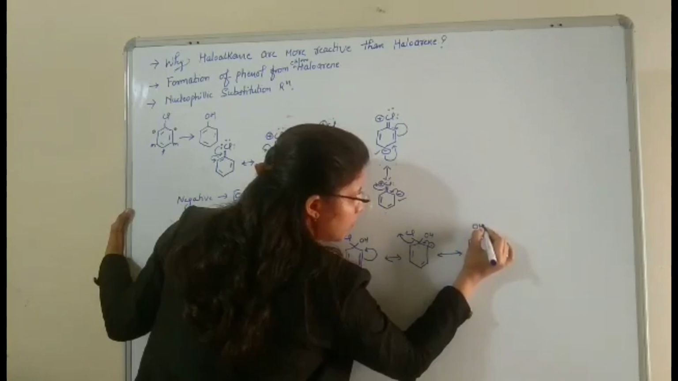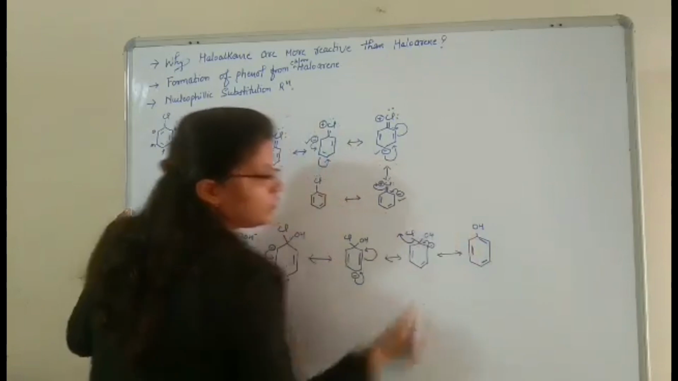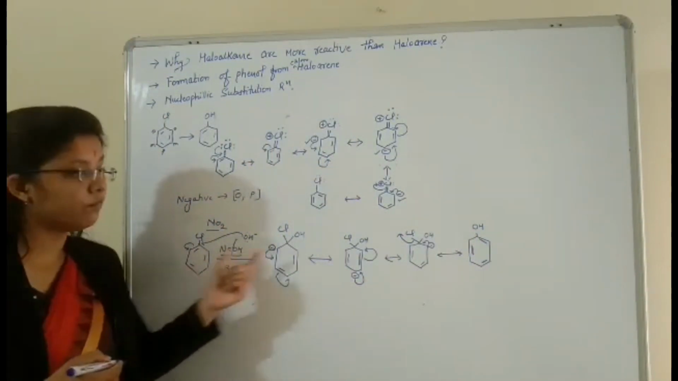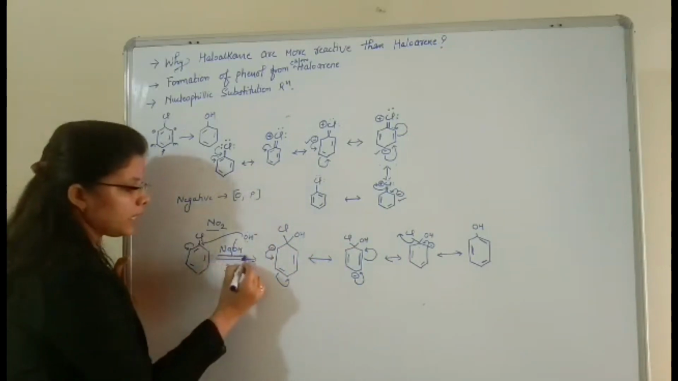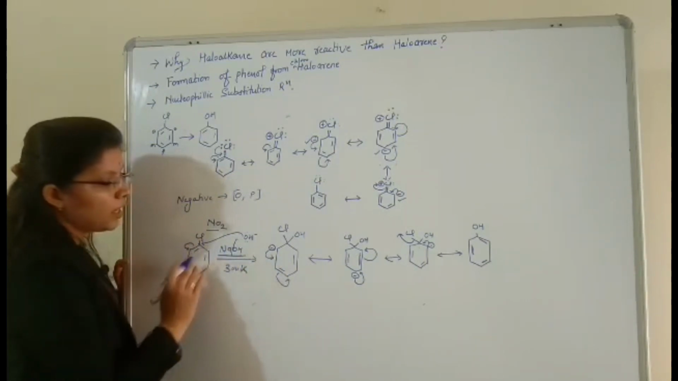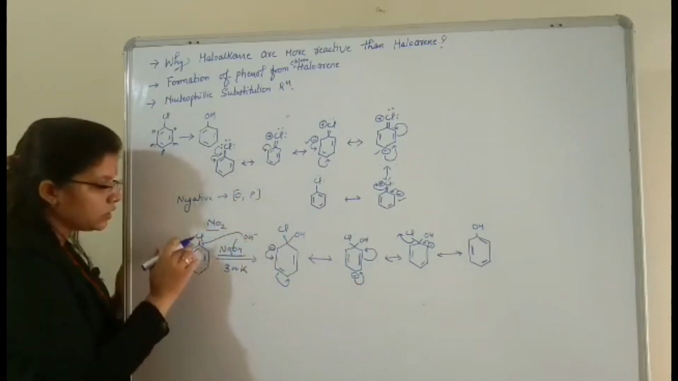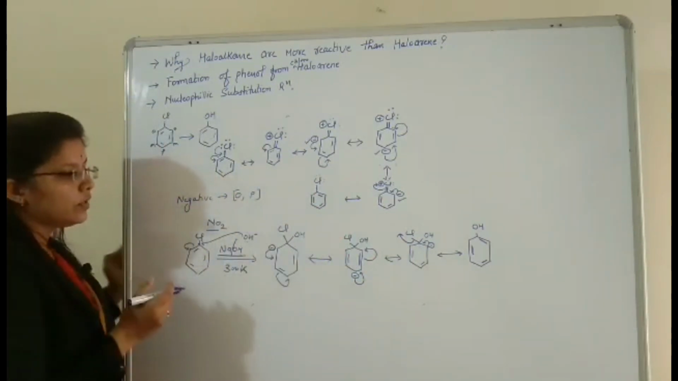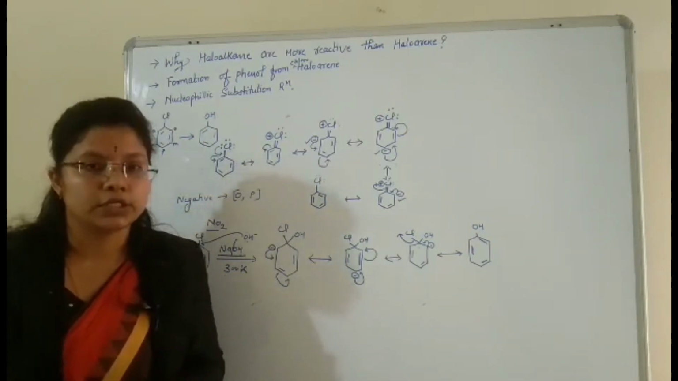This OH will be attached here, and double bonds will come here, here and here. So what we are observing is that we are preparing a phenol with the help of chlorobenzene. And how are we preparing it? We are using a base at a particular temperature, that is 300 Kelvin. In this way the resonance structure will be formed, and the OH will attack at this position, and chlorine will be replaced from its position.